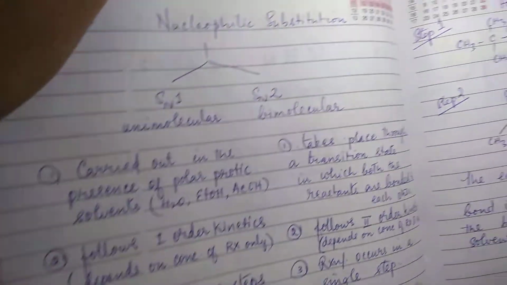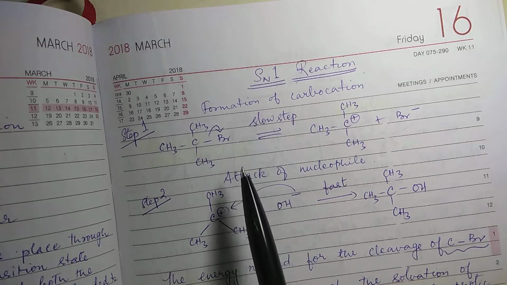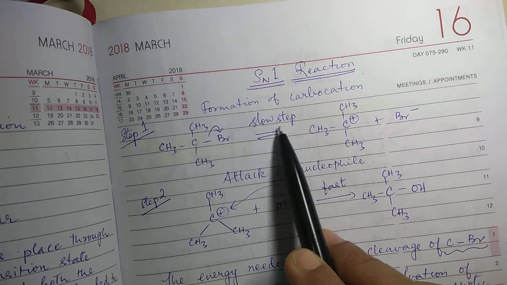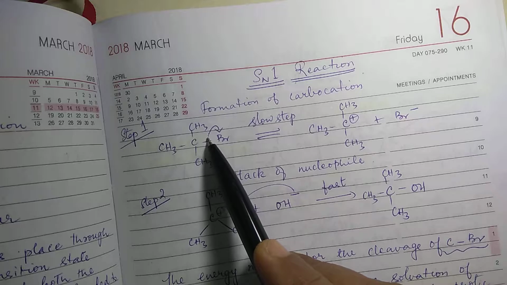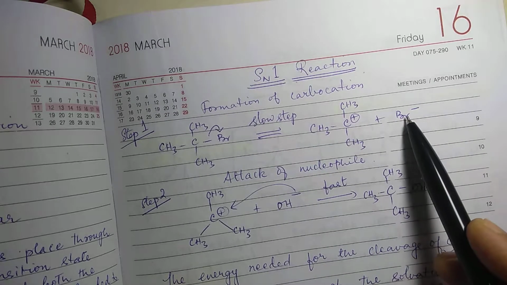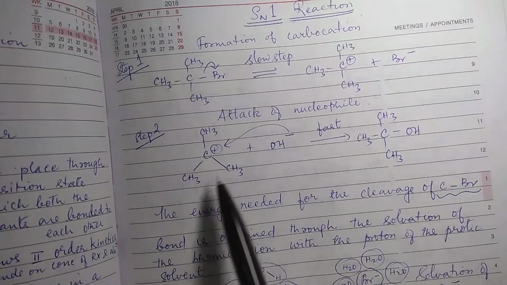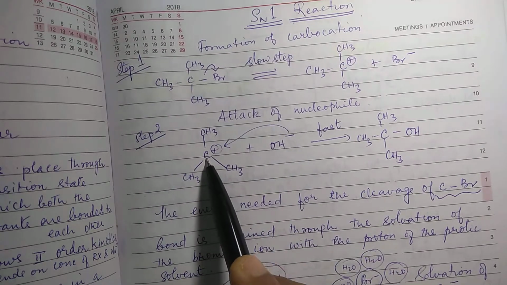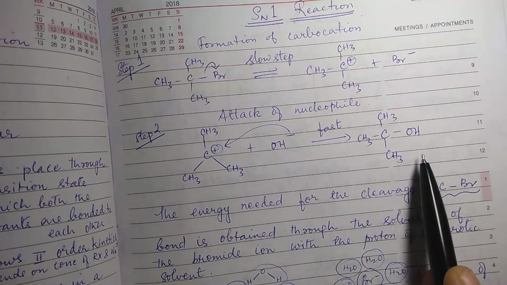Okay, now let us see the mechanism. First step, I told you, is formation of carbocation. I have taken a tertiary halide. In the slow step, because these CH3 groups are all electron releasing in nature, it favors the Br to leave as Br minus, so that a carbocation is formed. Second step is the attack of nucleophile, where the incoming nucleophile, say OH minus, attacks the positively charged carbon and gets attached to it. So this is your fast step.